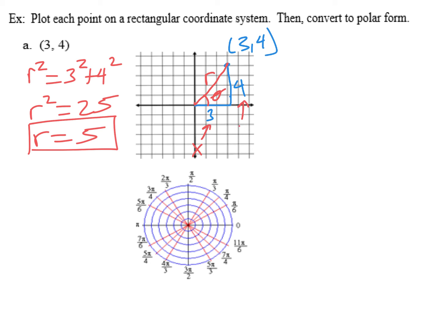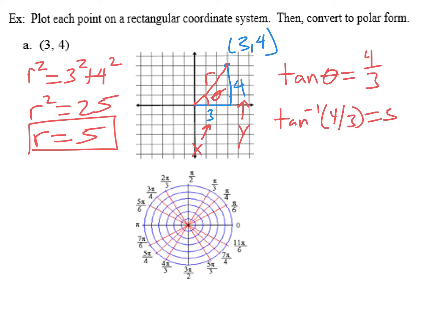Worth a reminder here that from the very beginning of the problem, I was saying that 3 is the x coordinate and that 4 is the y. So that's how I knew to put those numbers there. Now I need theta. One thing I know about it is its tangent value is 4 over 3. That gives 53.1. So R is 5. Theta is 53.1.